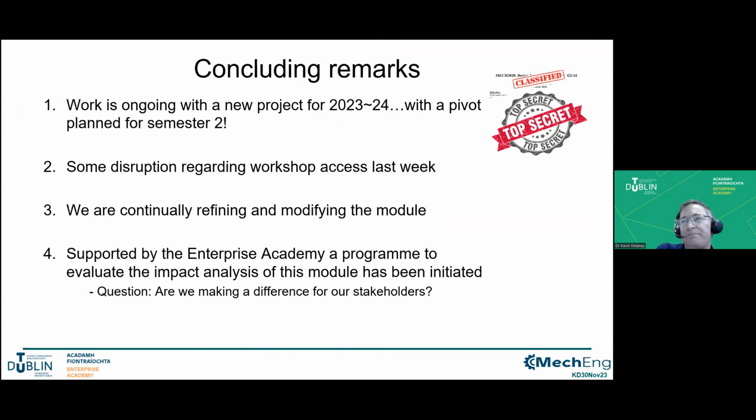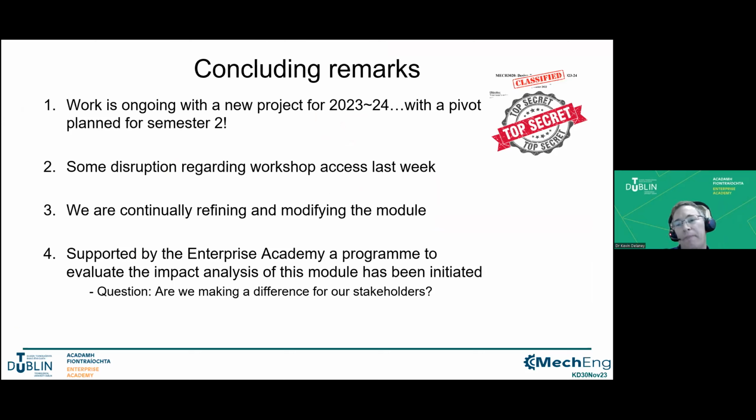In conclusion, work is ongoing with a new project for 2023-24. We do have a bit of a pivot plan for semester 2, but I won't go into that at the moment. There's disruption, and the students have to be able to deal with that. Last week, we had a shutdown of the university. We had issues in terms of storms a few weeks ago. They have to be able to deal with these little issues.